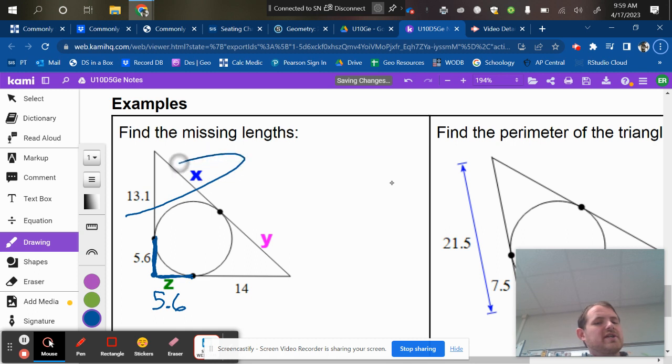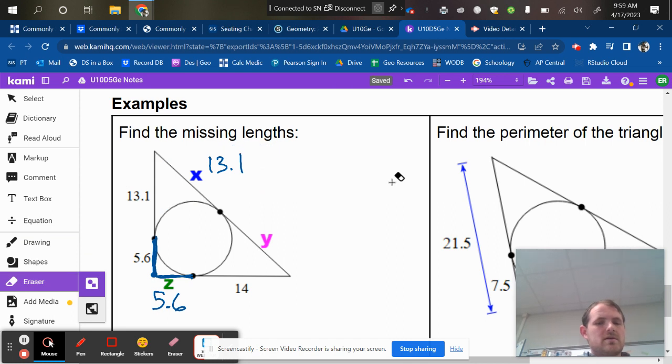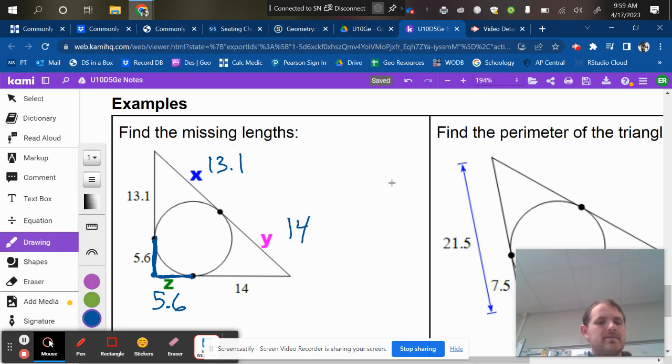So you just go ahead and say that that's also true? I probably should have given you that these make tangent lines because you're kind of assuming, and you guys all know what happens when you assume. And so 13.1 would be there, and then 14 would be the Y as well. I'm on a roll today.